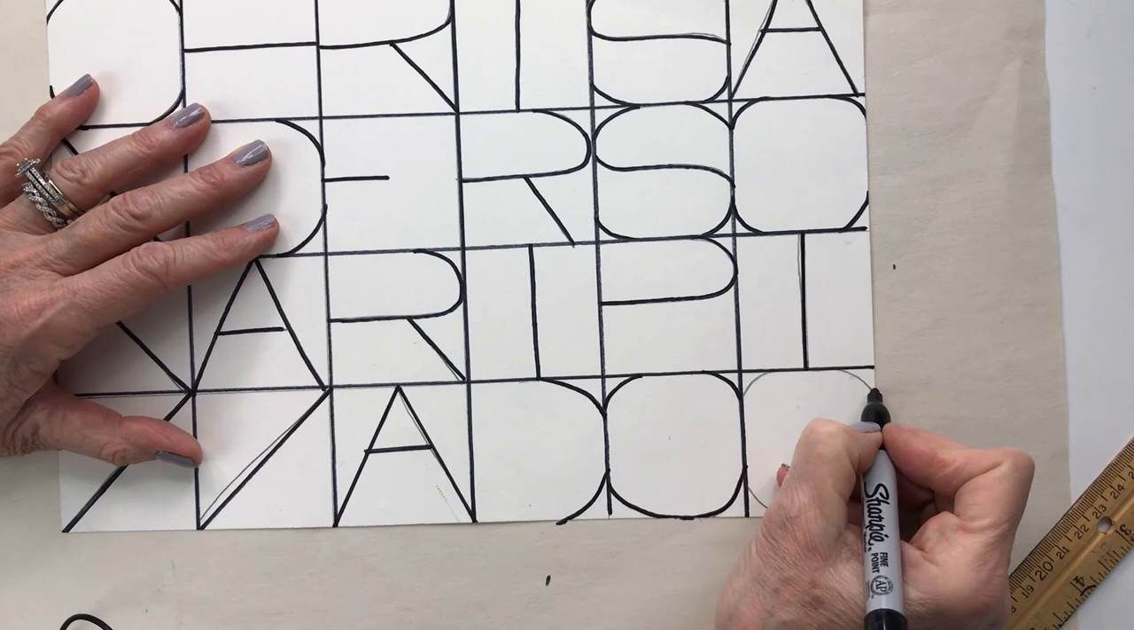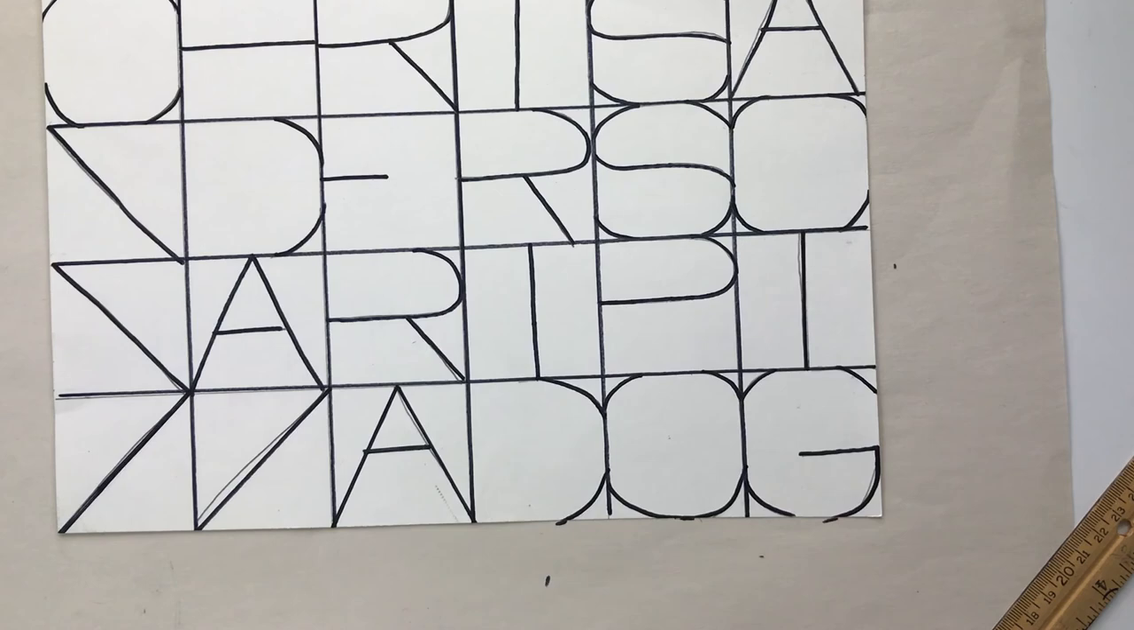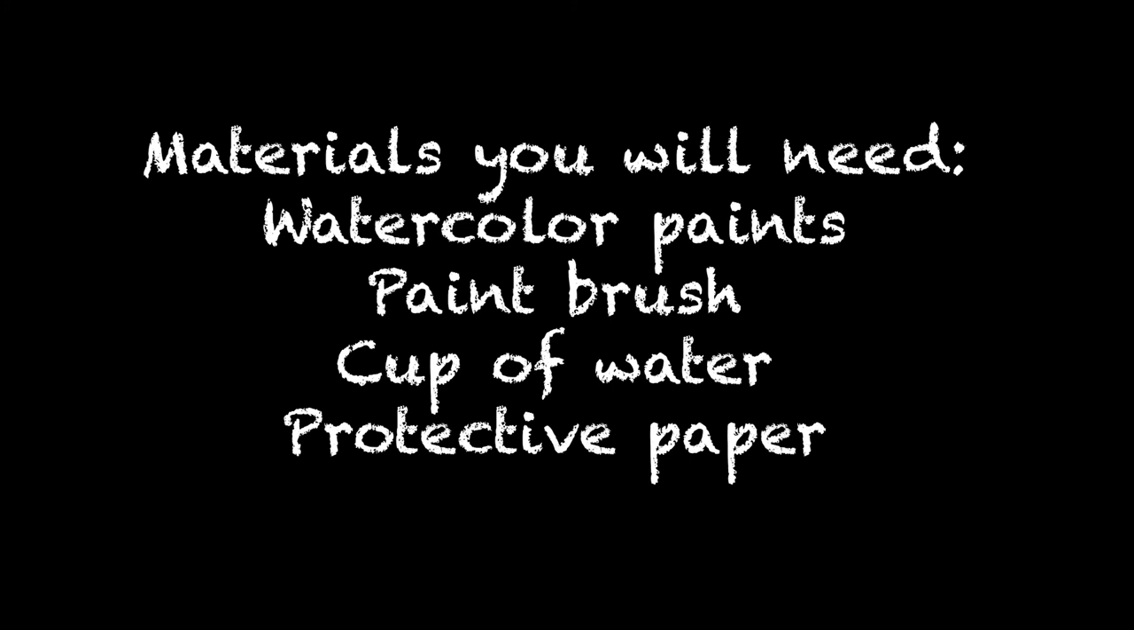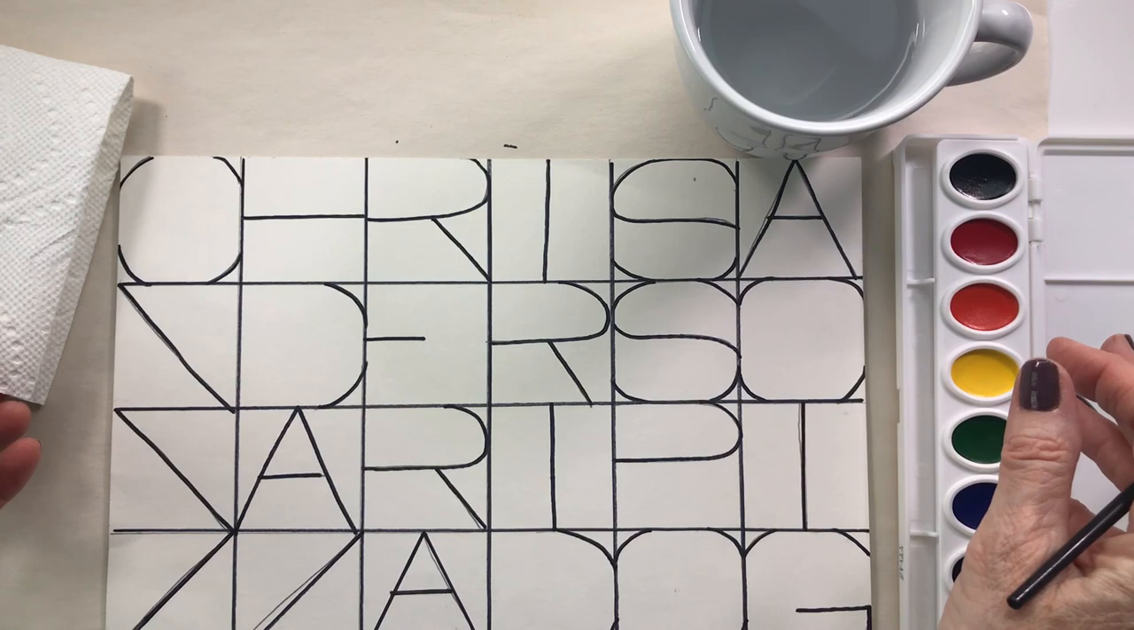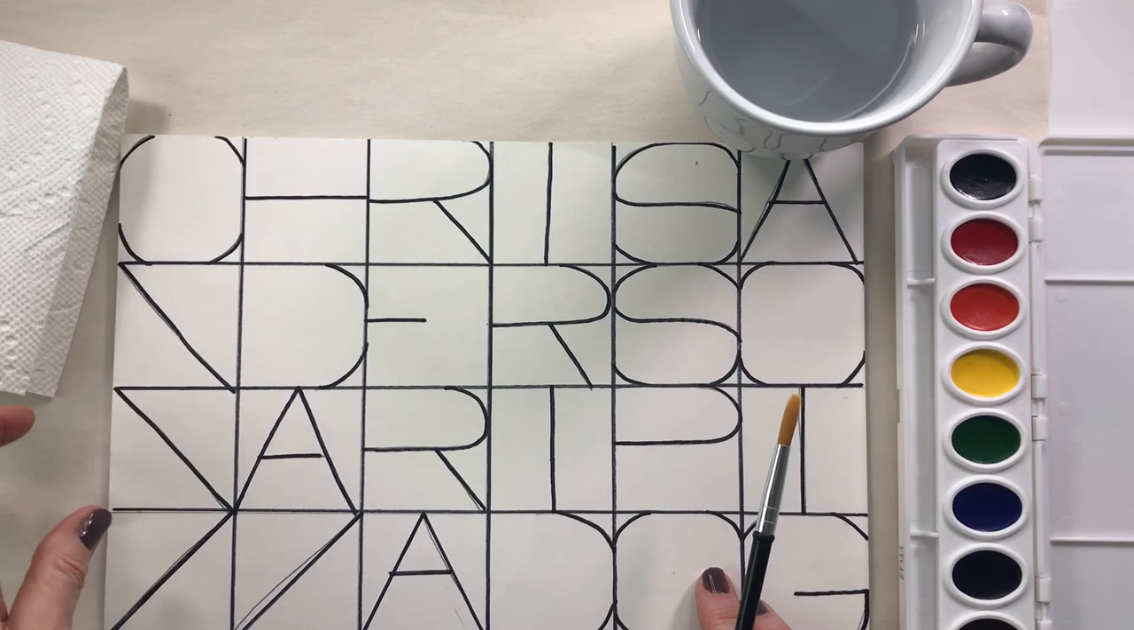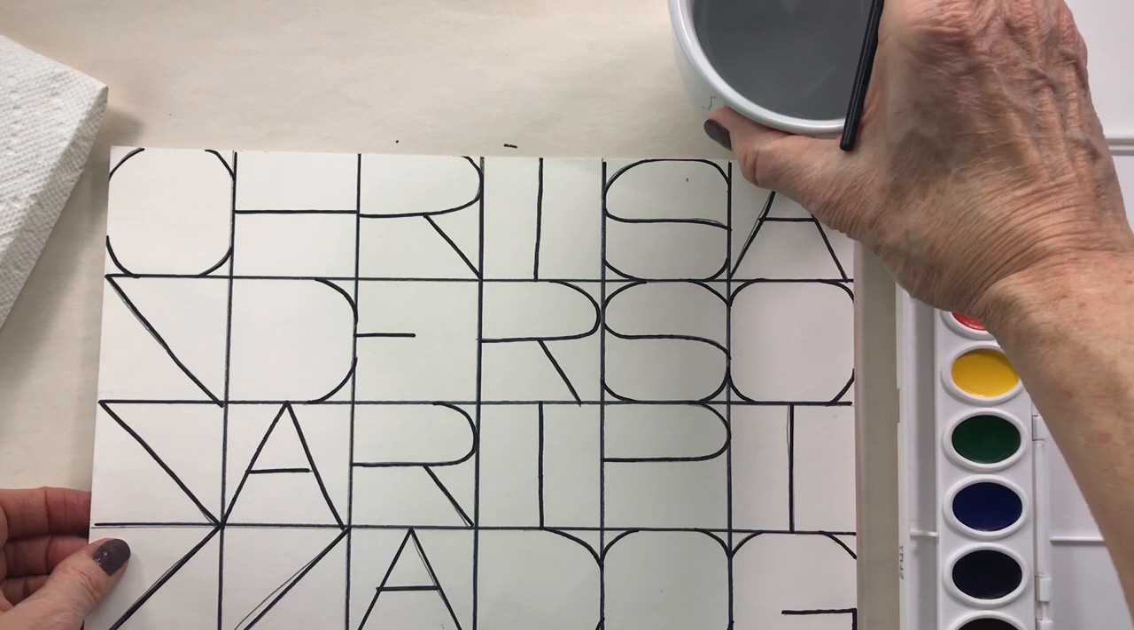Okay, now we are ready to paint. I have my paints here, and I have a paintbrush, and a cup of water, and a paper towel, and some protective paper to go behind my art. We're going to start painting our picture here, and the point is that we're going to emphasize our negative shapes.